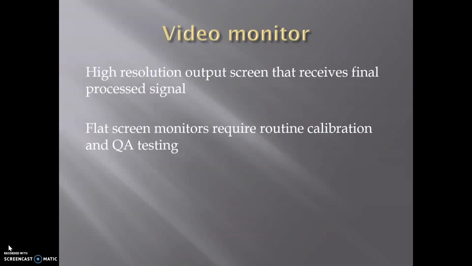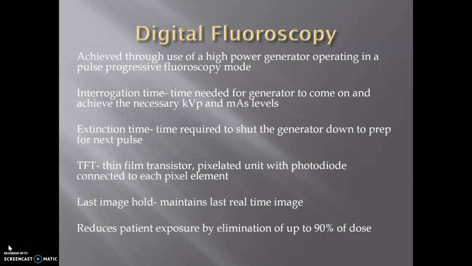The video monitor is a high-resolution output screen that receives the final processed signal. Flat-screen monitors require routine calibration and QA testing. Digital fluoroscopy is achieved through the use of a high-power generator or by operating in a pulsed progressive fluoroscopy mode. The interrogation time is the time needed for the generator to come on and achieve the necessary kVp and mA levels. The extinction time is the time required to shut the generator down to prep for the next pulse.